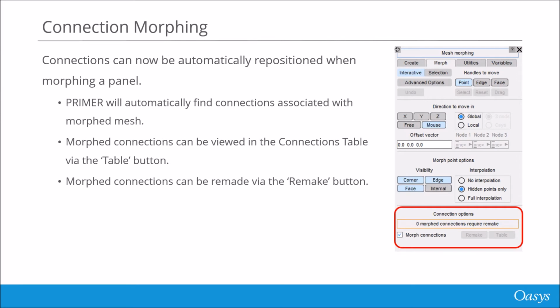One of the new features we've added relates to connections. So connections can now be automatically repositioned when you morph panels. So Primer will automatically find connections associated with morphed mesh and gives you the options to view those connections in the connections table, or you can automatically remake them using the remake button on the morph panel.